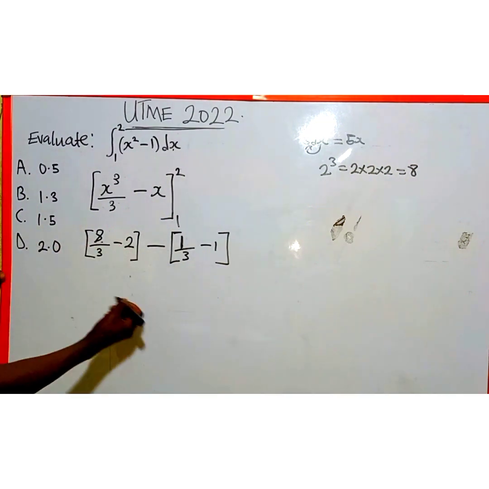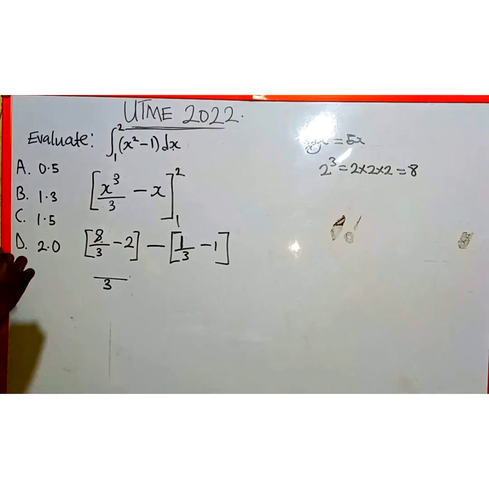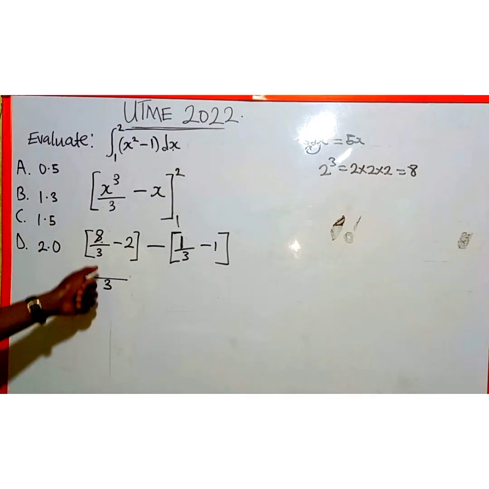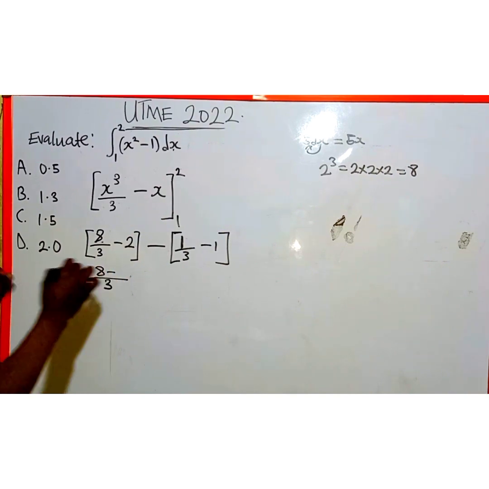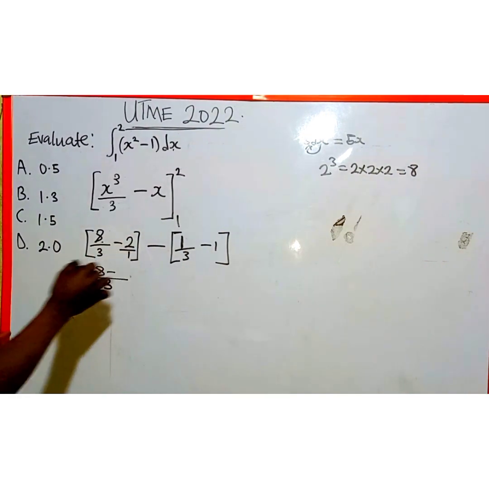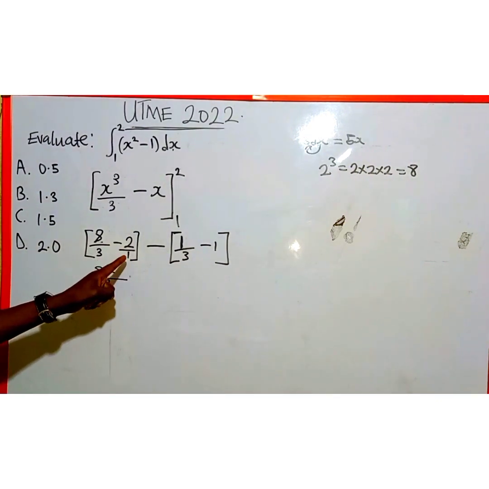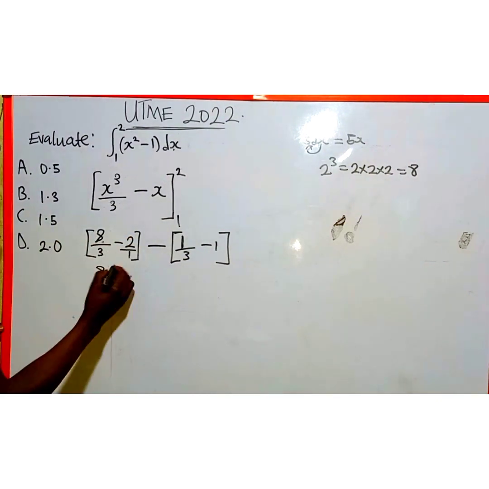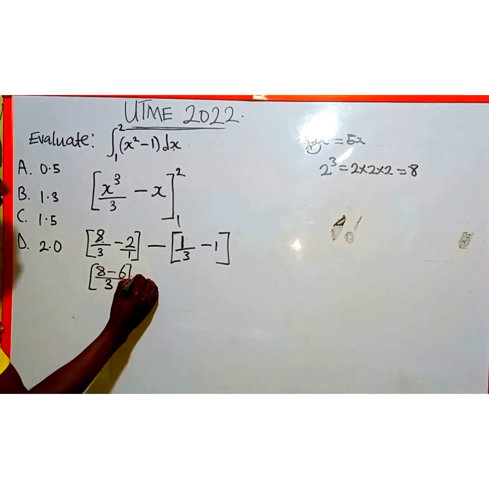So let us simplify inside this bracket. The LCM is 3. Then you open a division sign. 3 into 3 is 1. 1 multiplied by 8 is 8. And minus, this 2 can also be written as 2 over 1. It's still the same. Then 3 into 1 is 3. Then 3 multiplied by 2 is going to give me 6. So this is the left hand side of this expression.